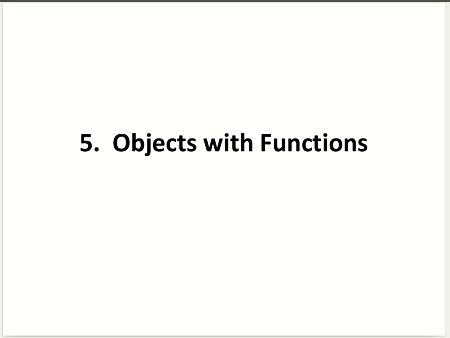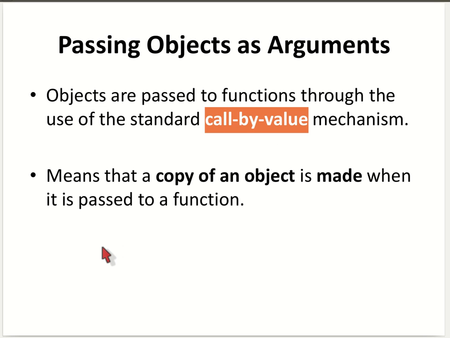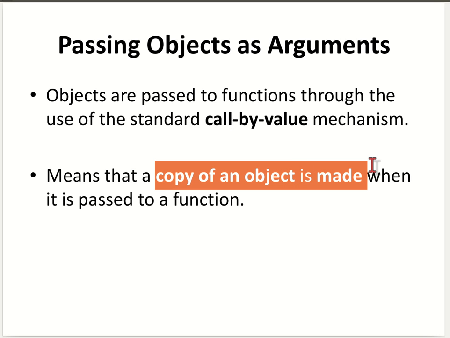In this session, we will be discussing functions and objects: how to pass functions, and how to pass objects to functions. Here, objects are passed to functions through the standard call by value mechanism. It is not call by reference; it is call by value, which means that a copy of an object is made when it is passed to a function.